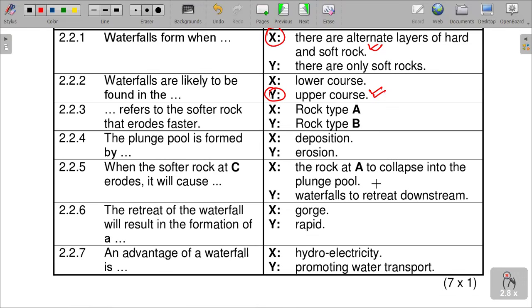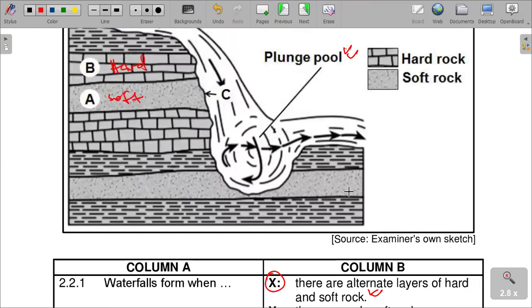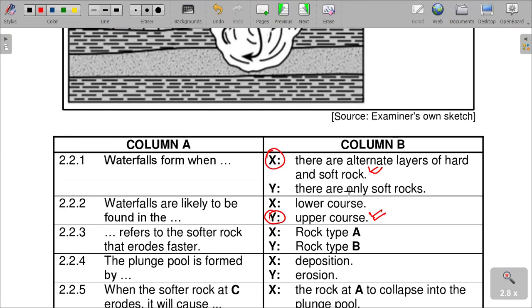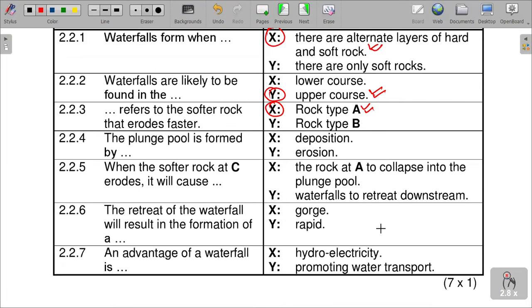And then number 2.2.3, dash refers to softer rock that erodes faster. If we look at this, the softer rock that erodes faster is A. A shows the softer rock that can erode faster. So for number 2.2.3 the answer is rock A, which is letter X again, showing that there is softer rock that erodes faster.